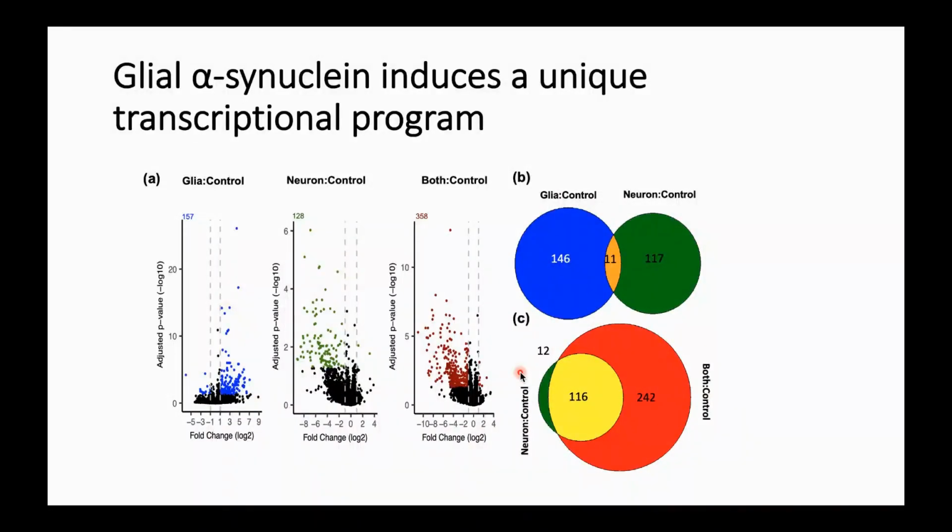In the condition with alpha-synuclein in both neurons and glia, this looks very similar to neuronal alpha-synuclein alone, actually. And I think that the reason for that is likely because glia represent only about 10% of cells in the Drosophila brain. And this is bulk RNA-seq, so I think that the signal is mostly swamped out by the neuronal signal.